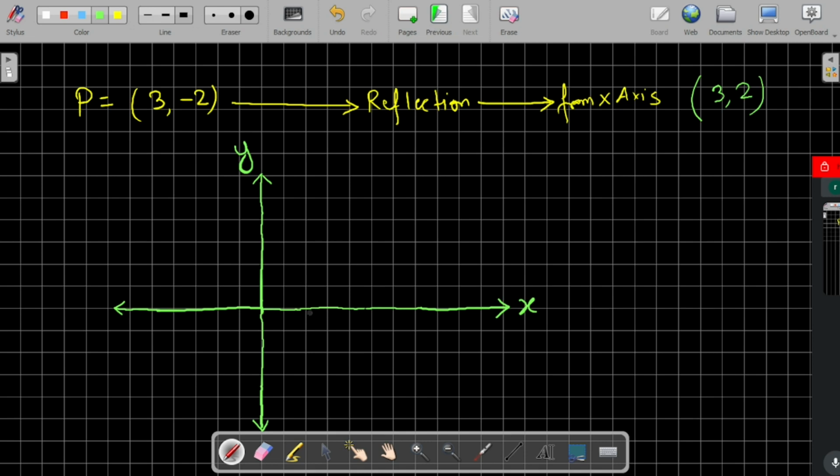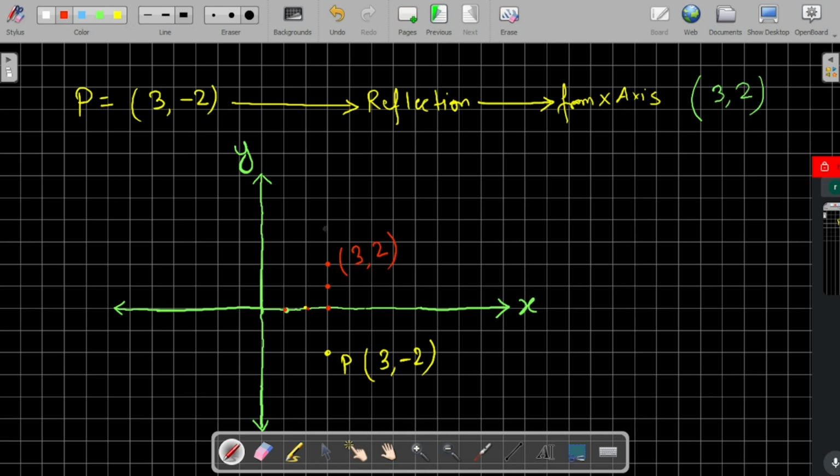So 3 comma minus 2, where is the point 3 comma minus 2? 1, 2, 3, and minus 2. So this is the point P having coordinate 3 comma minus 2, and you are giving me the reflection of this point as 3 comma 2. That's correct. Okay, how have you found this? Can you explain the method you have adopted?